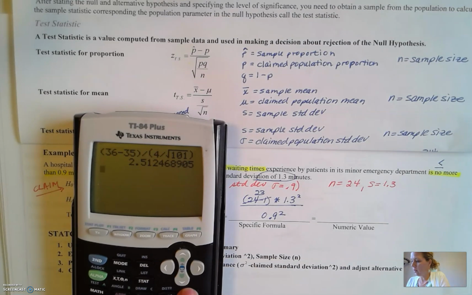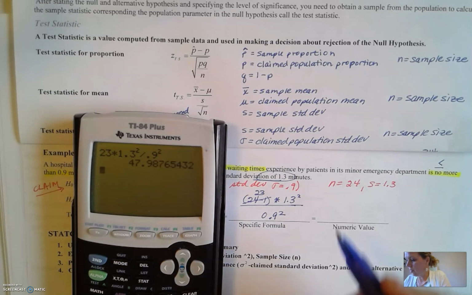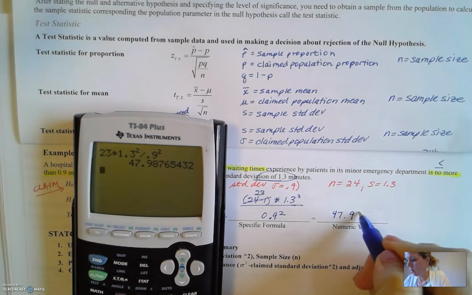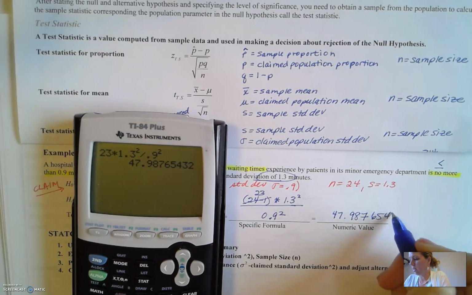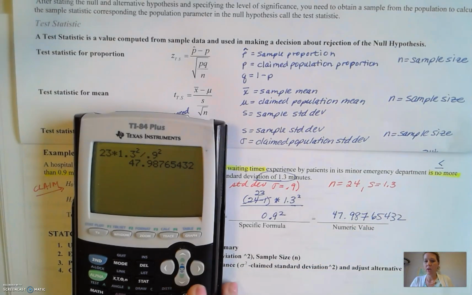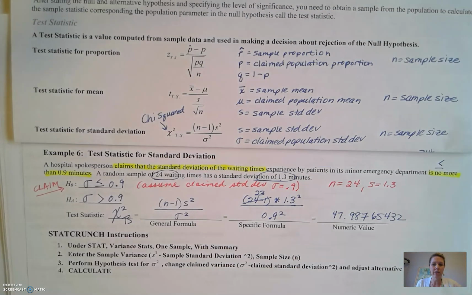On our calculator, I'm going to enter 23 times 1.3 squared divided by 0.9 squared. There we go, and we get 47.98765432. I'm going to write all the decimals. We can also check our answer on StatCrunch.